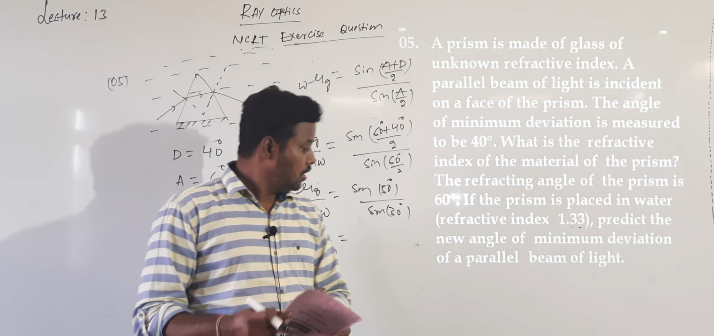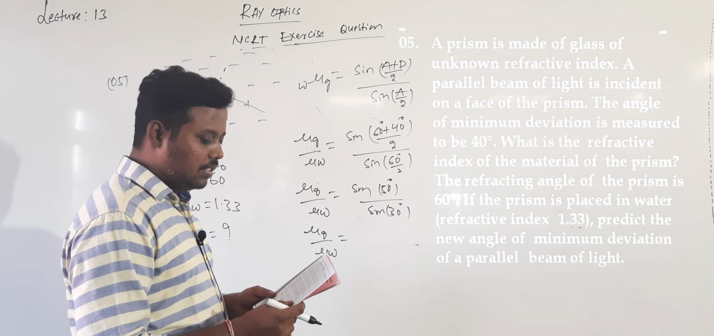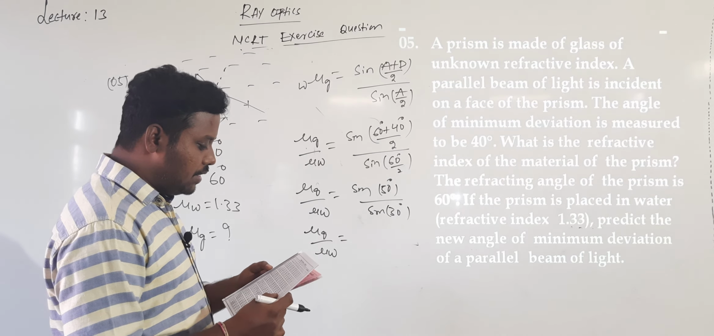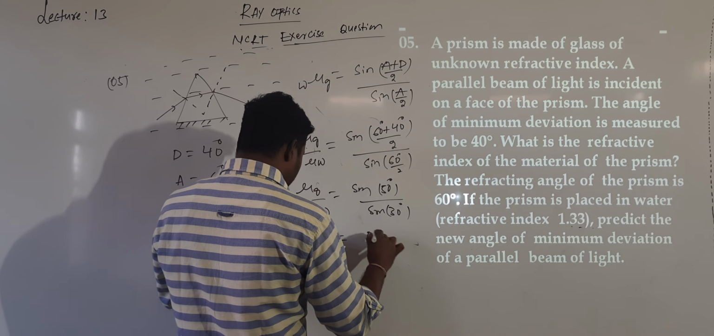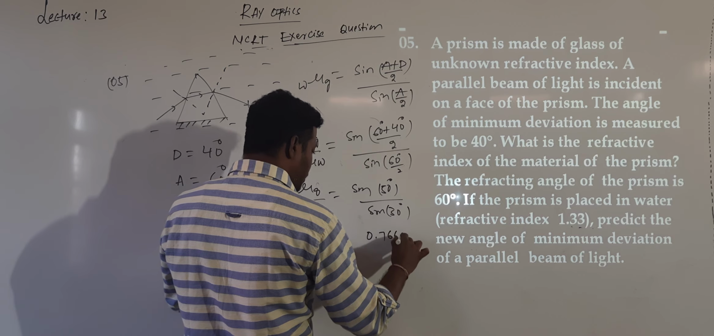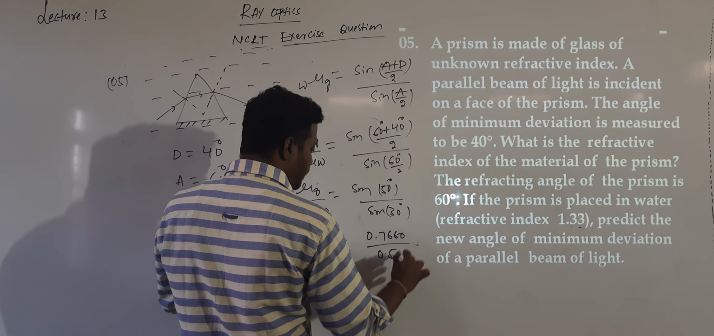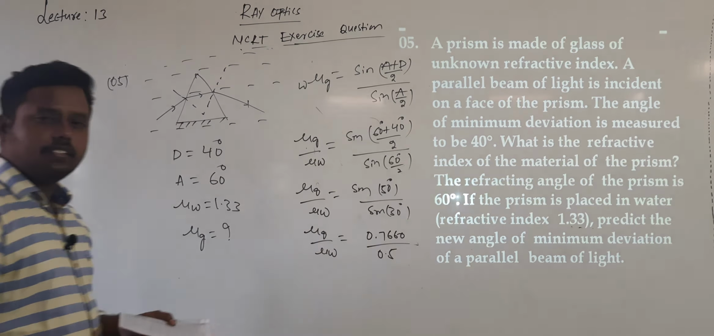I think you know. In first year I discussed in my classes how to see the clock table. So what is the sin 50 degrees value? That is given by 0.7660, divided by sin 30 degrees, whose value is 0.5. Then you have to calculate using a simple calculator, so you can find out the value. Okay. Now what they are asking us to calculate in this question is the refractive index of the material of the prism. If the prism is placed in water, refractive index 1.33, predict the new angle of minimum deviation.